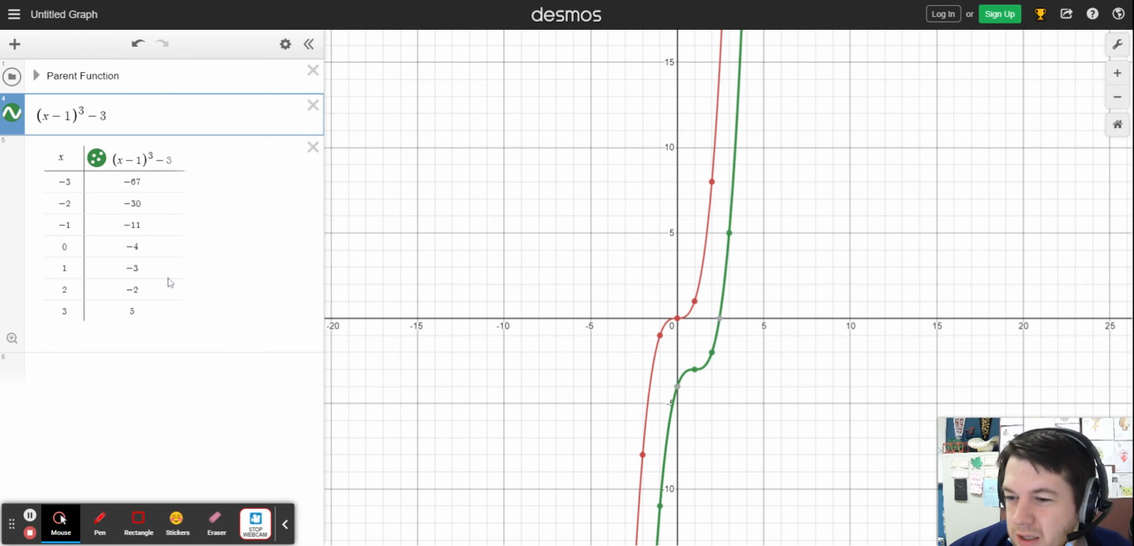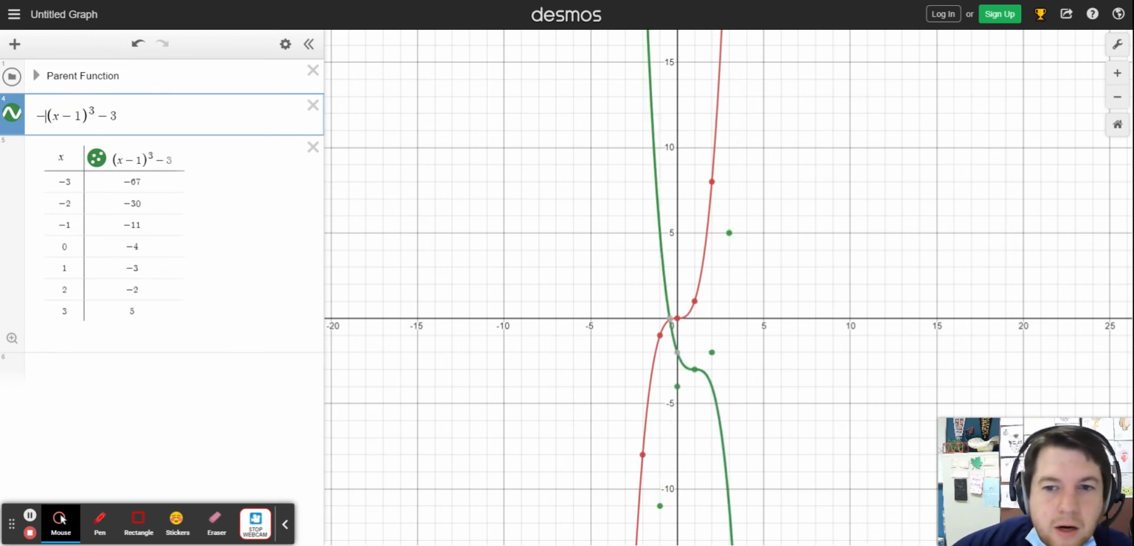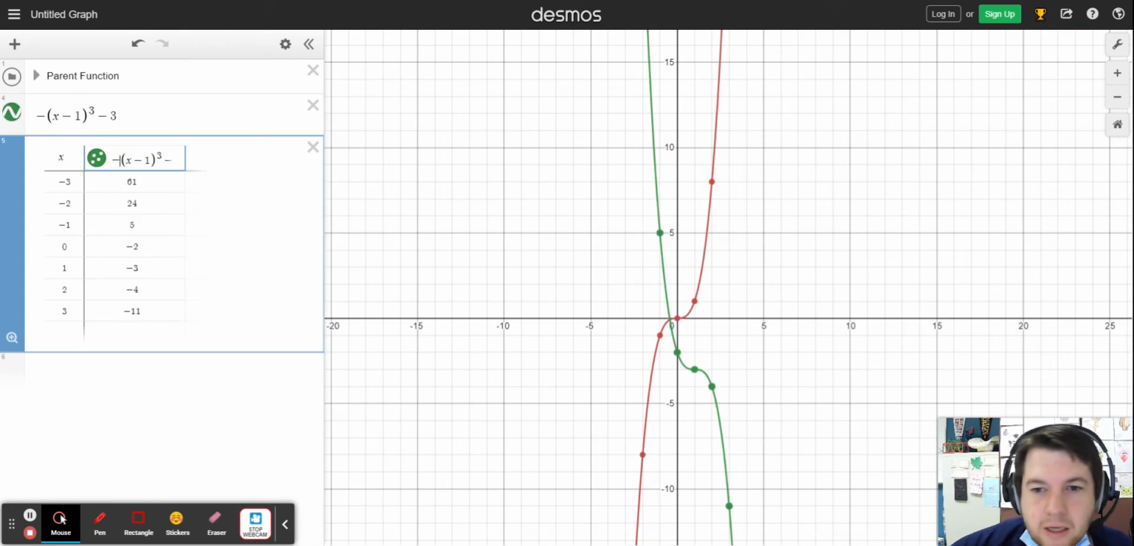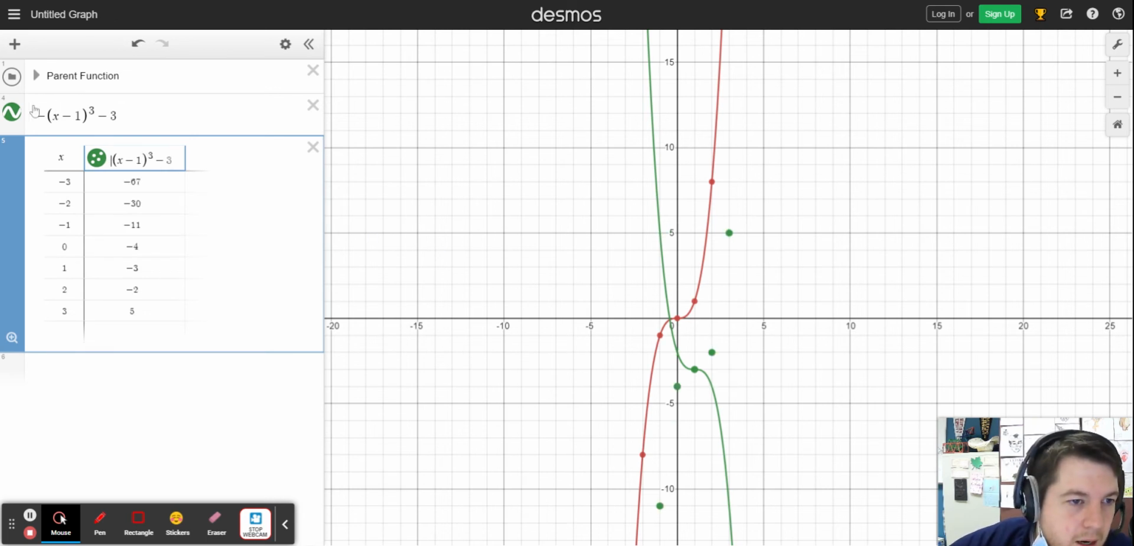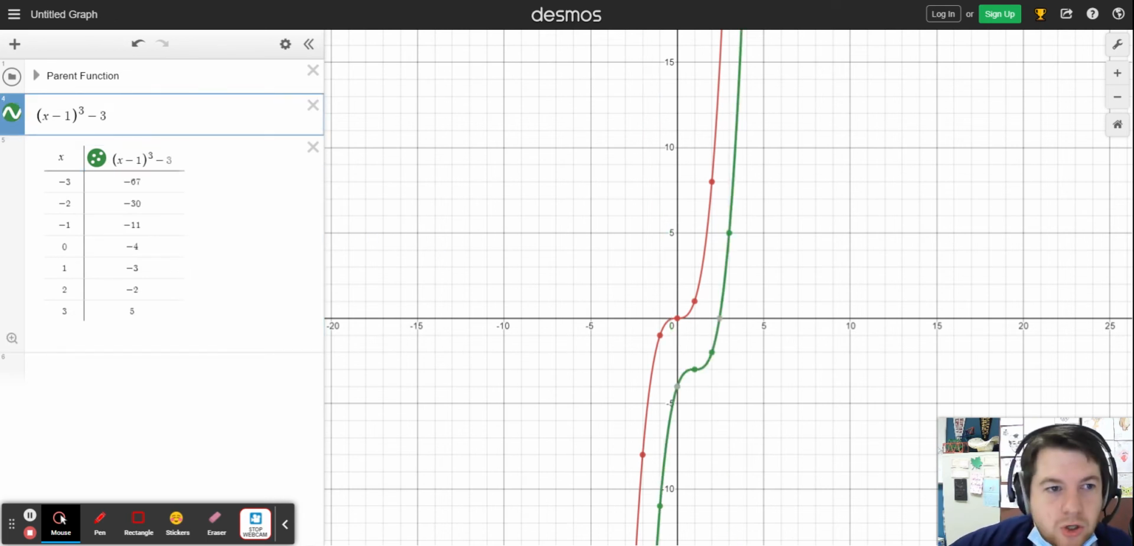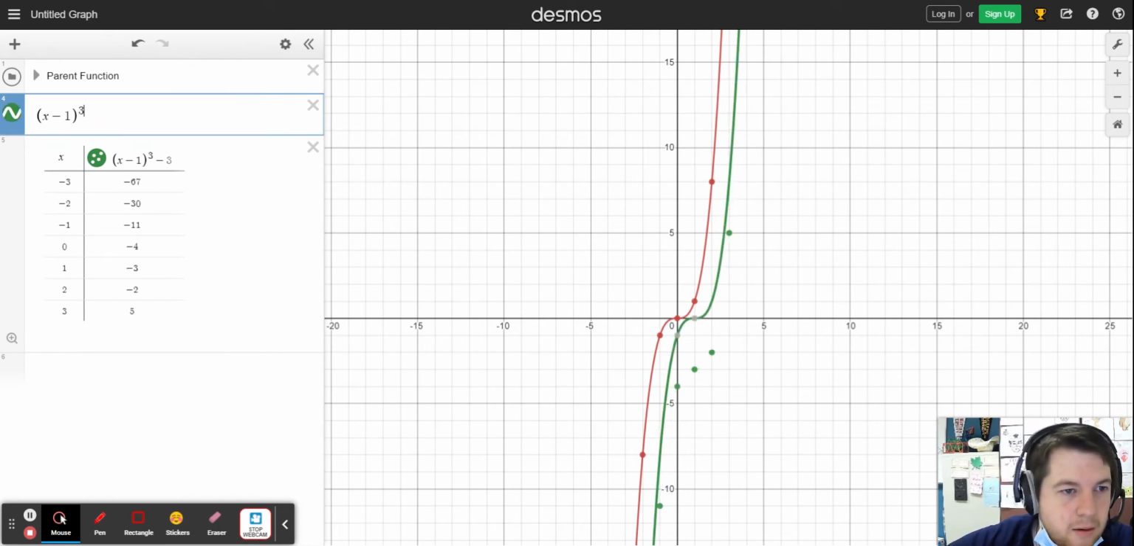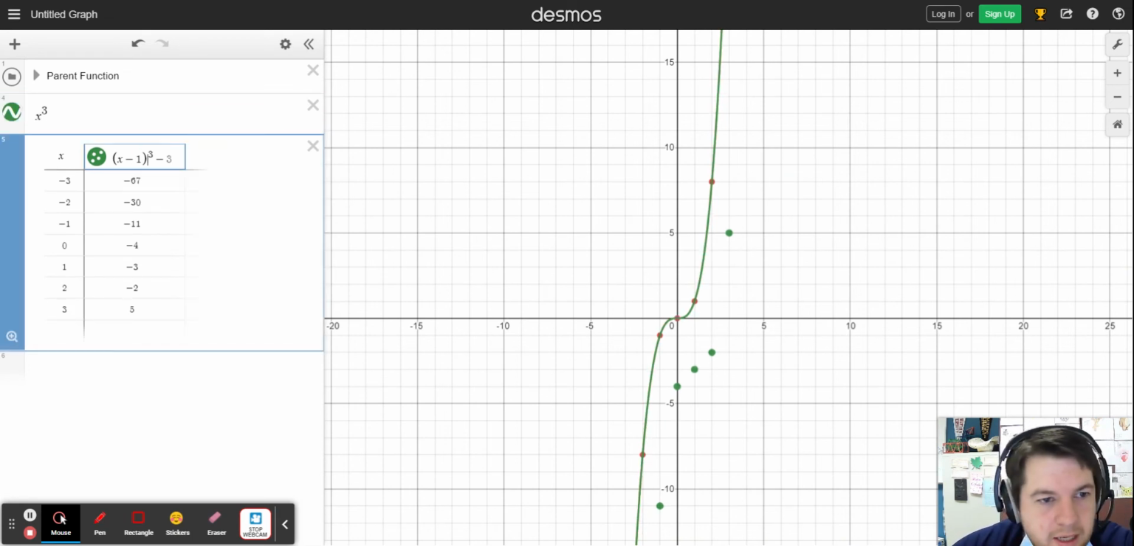Now there's another thing that we can do to transform this graph, and that would be, if we make it negative on the front, now it flips, it reflects. And so it's decreasing now. And the final thing that we can do besides reflecting is we can stretch. So if we were to, let's say, double, and we're going to go back here to our basic function, and we could do these all at the same time.